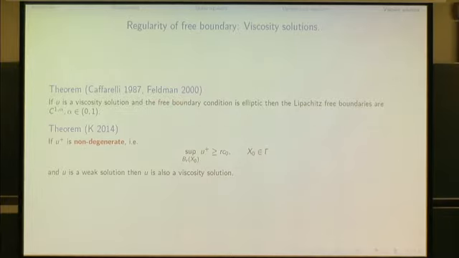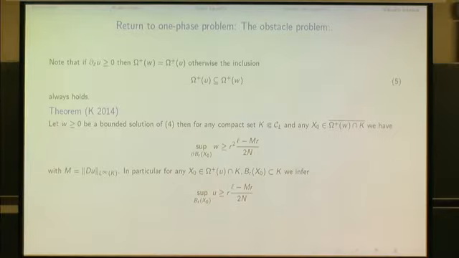So therefore, this non-degeneracy assumption here actually is not something really strong that we are imposing. In fact, this is always true for a weak solution which is monotone in the z direction. Therefore, the weak solution is a viscosity solution. You apply Caffarelli's theory and get that the Lipschitz free boundary is going to be C^{1,alpha}.